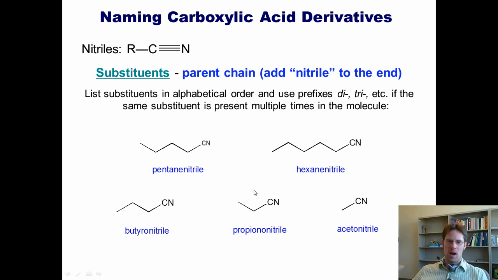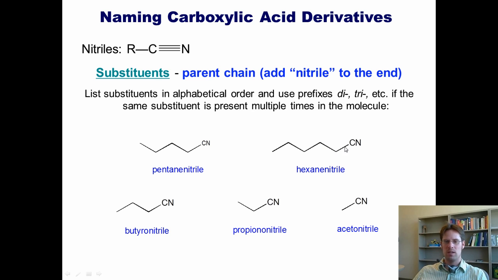When naming nitriles, that is compounds that have cyano groups in them, we find the longest parent chain that includes the nitrile carbon and then just add the suffix nitrile to the end of it. So this nitrile has 1, 2, 3, 4, 5 carbons in it, and I include the carbon that's triply bonded to the nitrogen. A 5-carbon long chain is called a pentane chain. So to denote that it is a nitrile, I call it pentane nitrile.